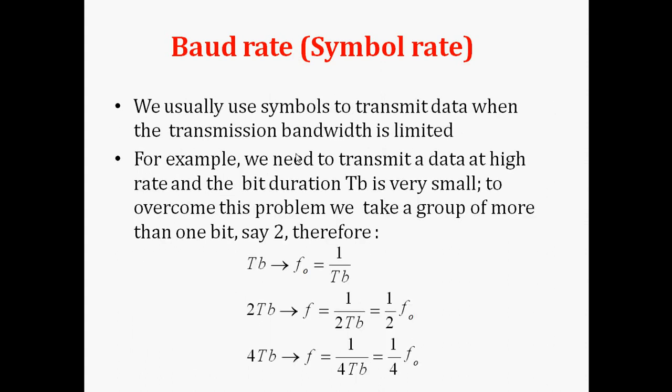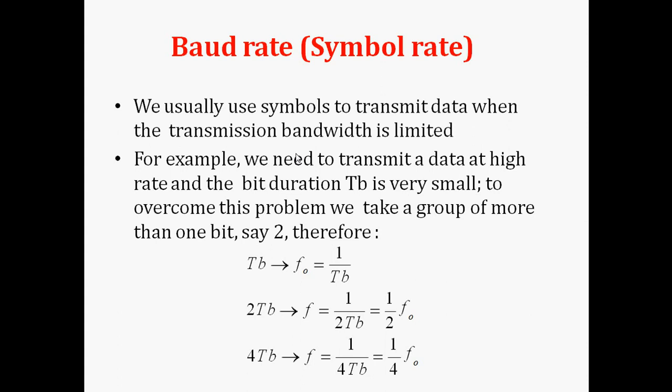We usually use symbols to transmit data when the transmission bandwidth is limited. For example, we need to transmit data at a high rate and the bit duration T_B is very small. To overcome this problem, we take a group of more than 1 bit, say 2 bits or more.